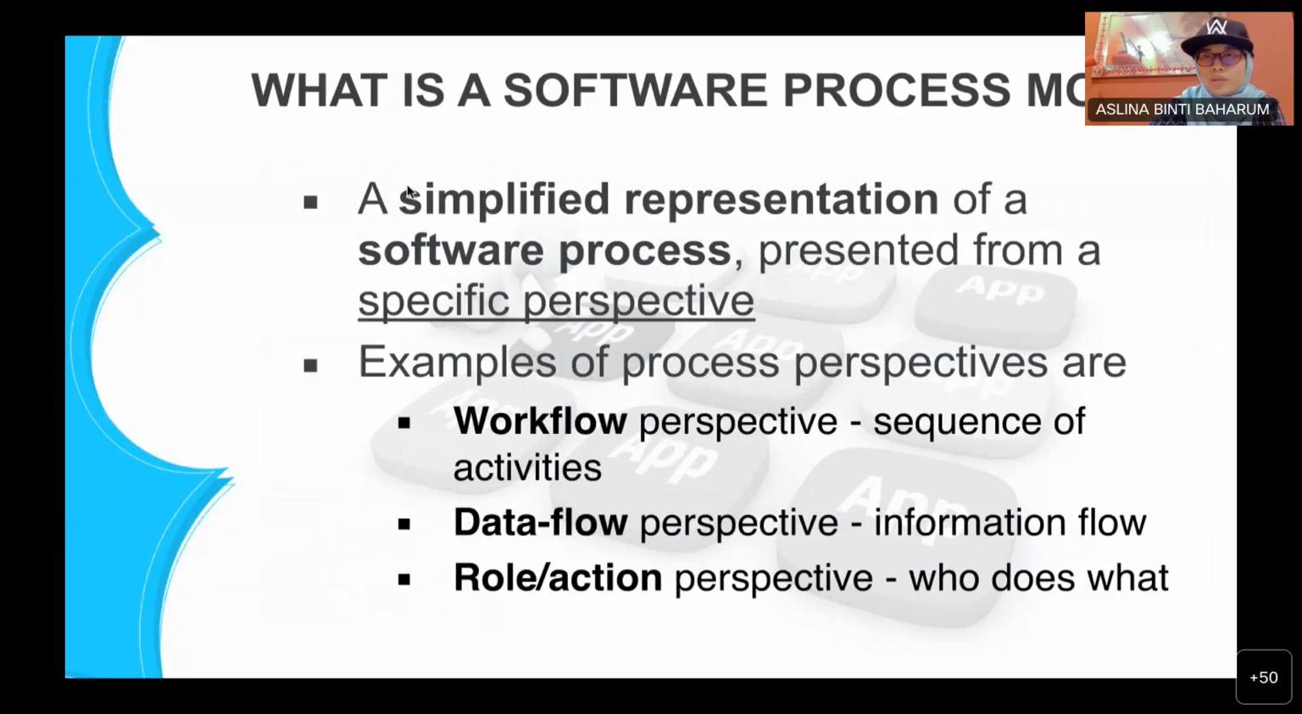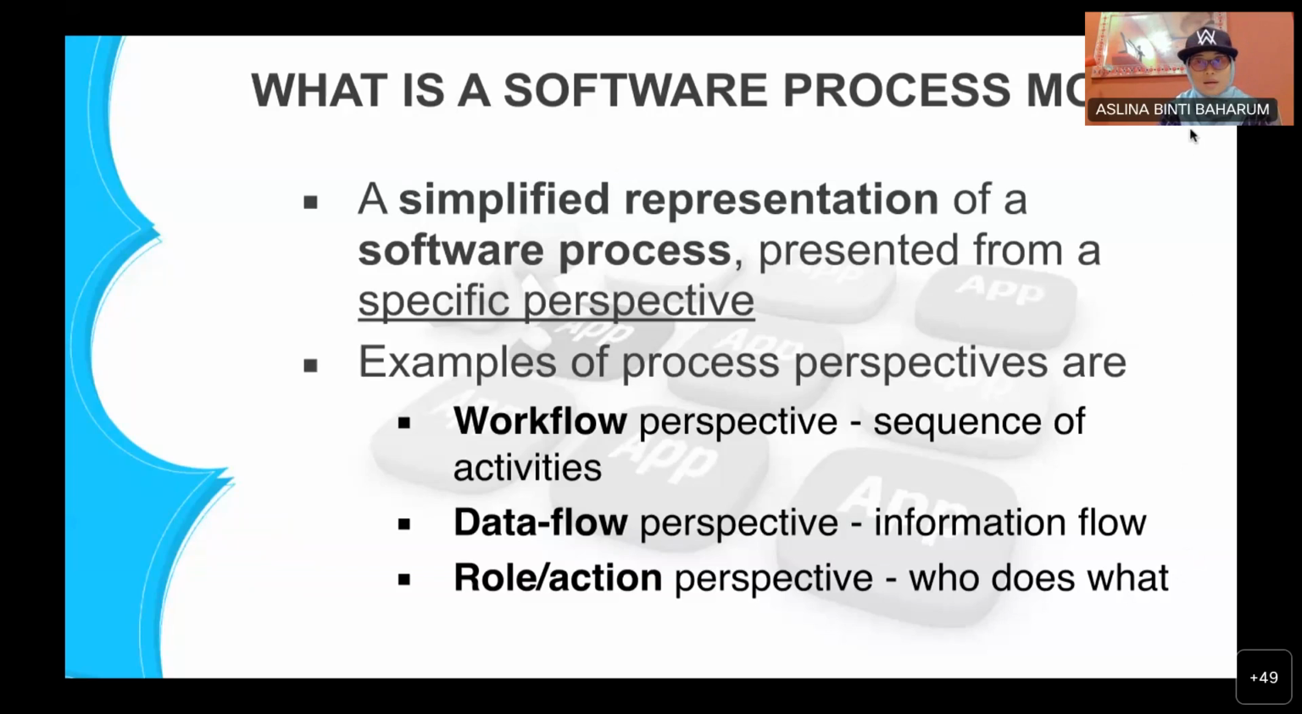define what is a software process model. A software process or process model, okay, is actually a simplified representation of a software process presented from a specific perspective. Okay, in easy words, when we talk about the process perspective, the process might be a workflow, okay, a sequence of activities involved in the process of developing software. It can be a data flow perspective, okay, where you want to see the information flow, or it also can be a role or action perspective.